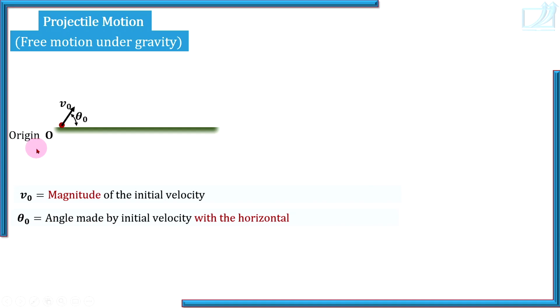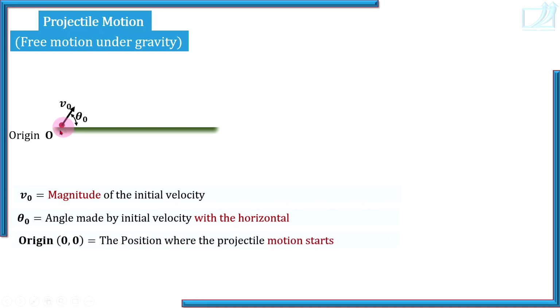Now origin is the point where that projectile motion starts. It's very important to select the origin because this motion is curvilinear motion. The particle moves along a parabolic path. Here both coordinates change. So when you are asked to find the position of this projectile at a certain instant, you should define coordinates. So here the x coordinate and y coordinate both change. To define the position of the object, there must be an origin. So we select the origin where projectile motion starts.